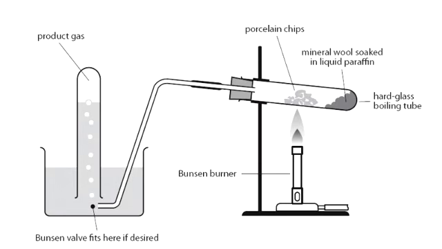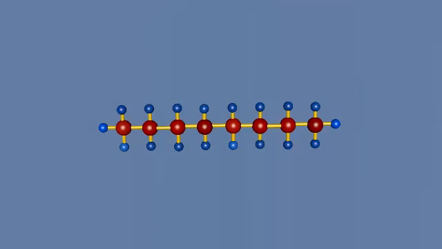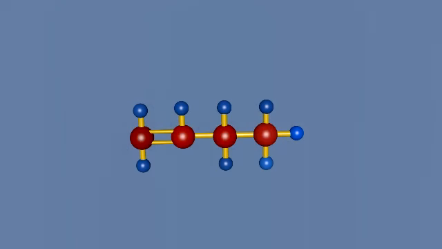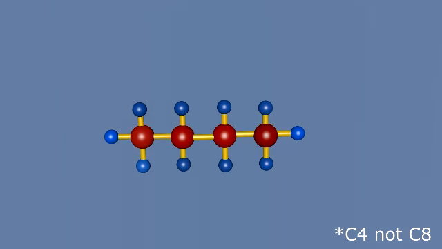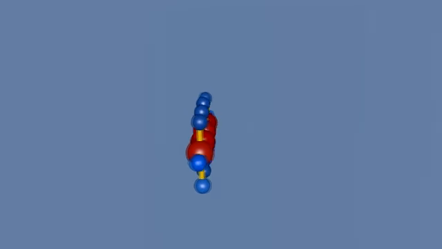This is a thermal decomposition reaction, and an example would be an alkane with the formula C8H18 forming the alkene C4H8 and the alkane C4H10. The difference between alkanes and alkenes is that alkenes have a double bond in them. This means they are unsaturated.